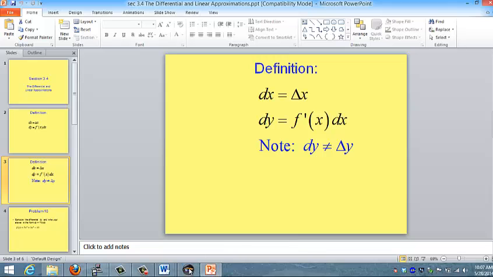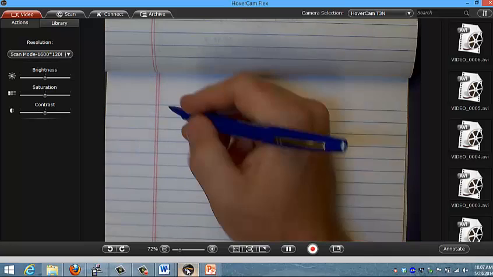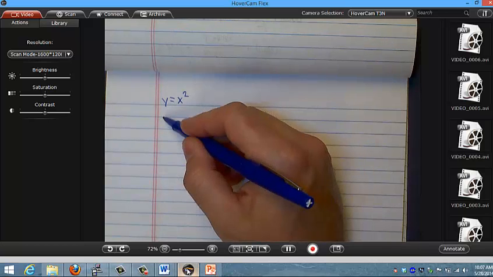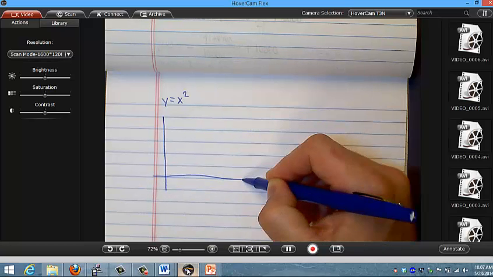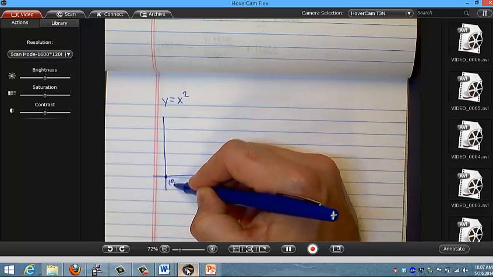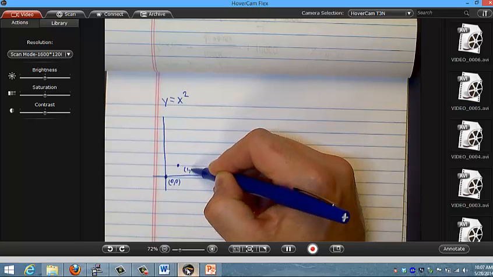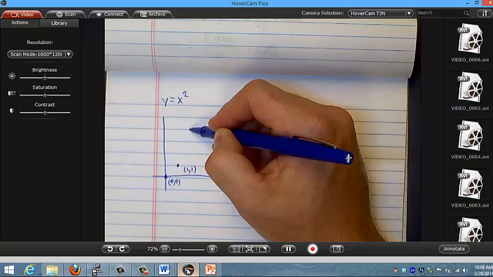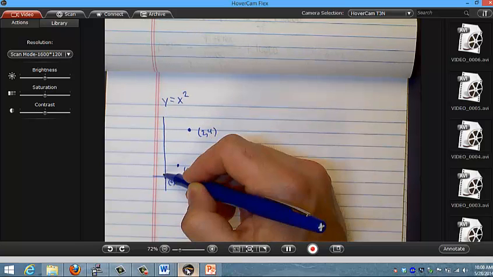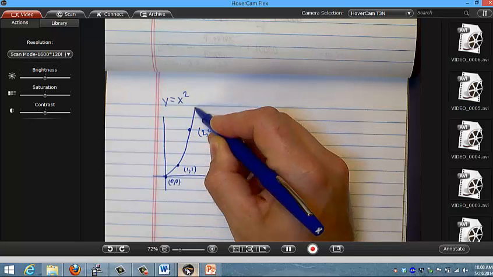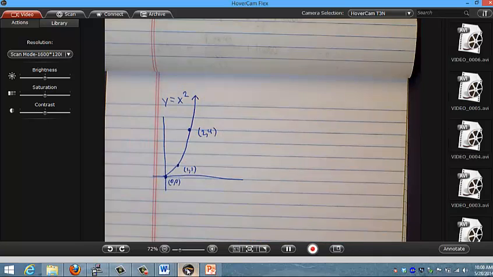Okay? So we need a function if we're going to be playing this game. And so, I don't know, why don't we use a parabola? Because we've done that quite a bit. Let's come up with a very simple one. How about y equals x squared? Okay? And so I can graph y equals x squared. So it goes through 0, 0. It goes through 1, 1. It goes through 2, 4. And then it takes off, right? So I have that idea.